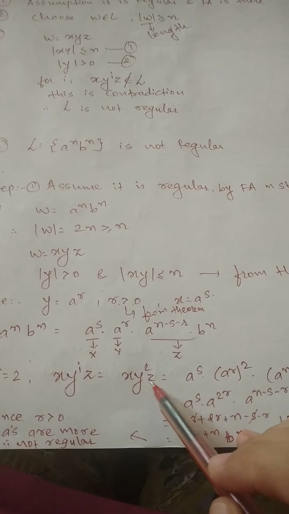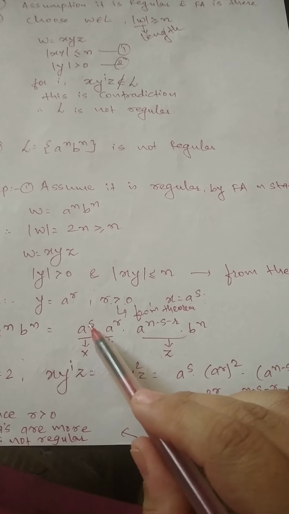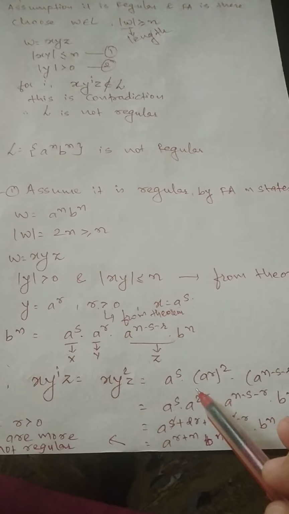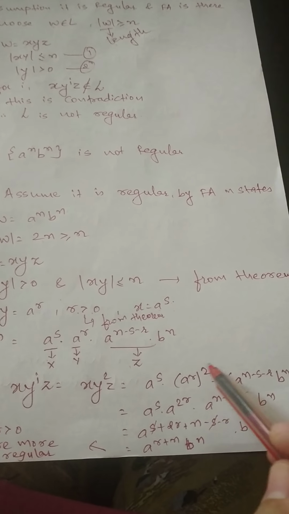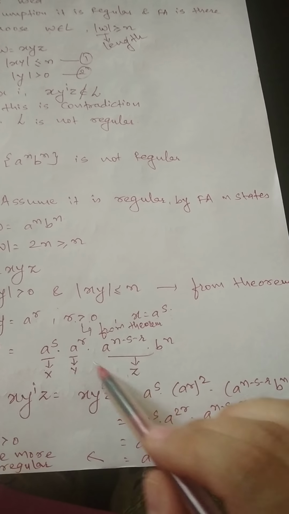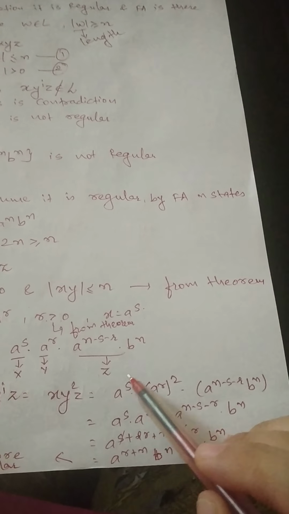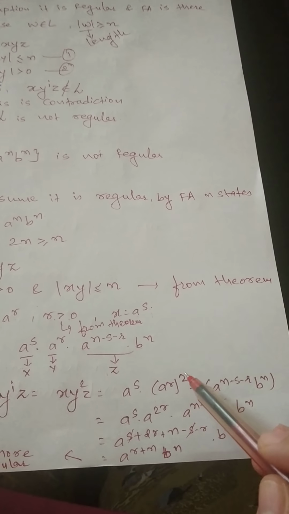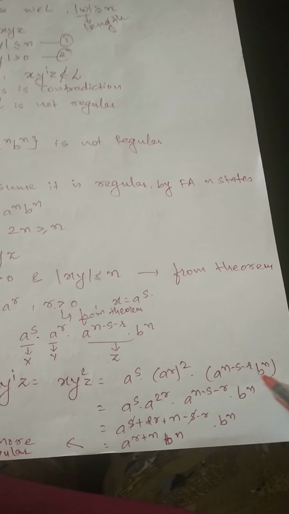So x, y squared, z. For x we use a raised to s, and y is a raised to r. Here we are taking the square, so again we take the square, and whatever remaining part there is for z stays as it is. So a raised to s, and a raised to r, squared, that means 2r. z will be as it is.